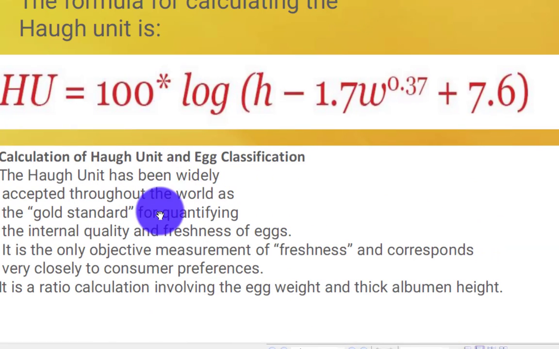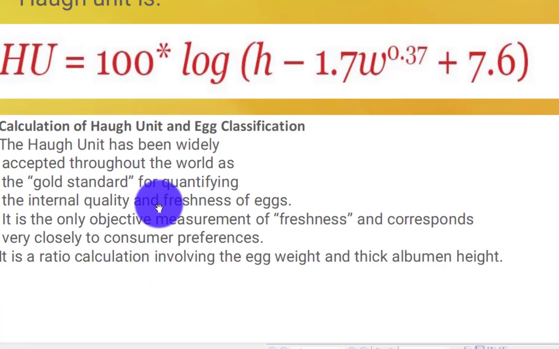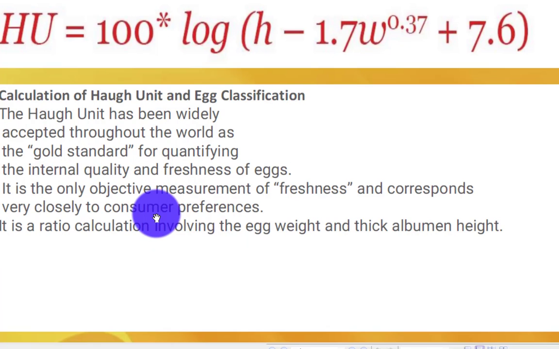The Haugh unit has been widely accepted throughout the world as the gold standard for qualifying the internal quality and freshness of eggs. It's the only objective measurement of freshness and corresponds very closely to consumer preference.